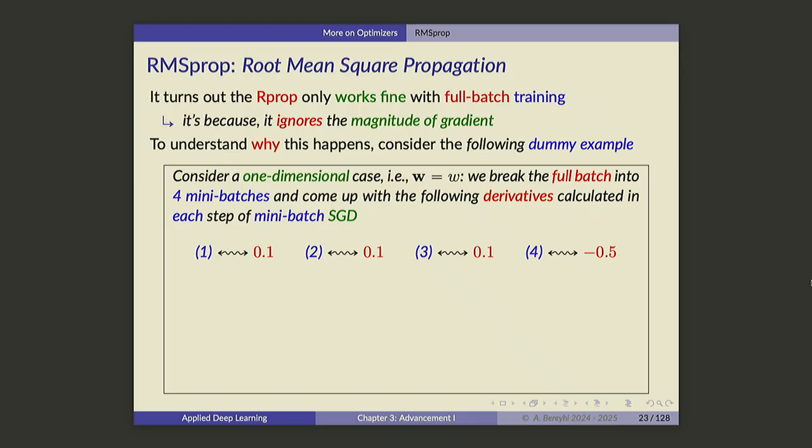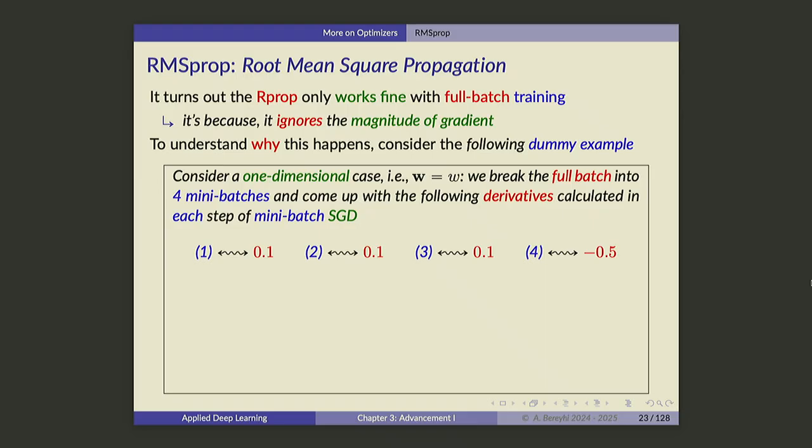Let's assume that I have a one-dimensional case. So I just have one weight, OK? And now I have a quite small data set. And I just break that data set into 4 mini batches, OK? So I have 4 different mini batches. And now what I do, if I compute the gradient at the first mini batch, this is 0.1. Second mini batch is 0.2. Third mini batch is 0.1, 0.1. And the last mini batch is minus half.